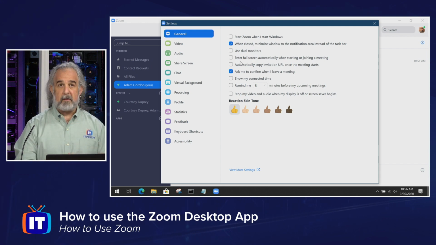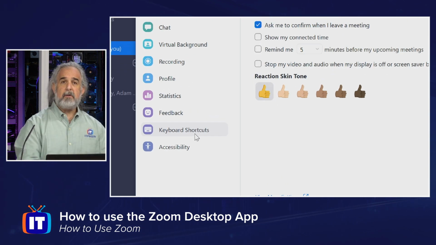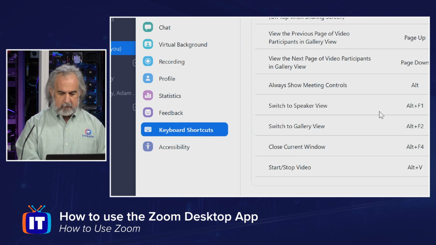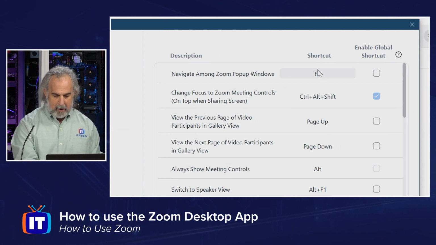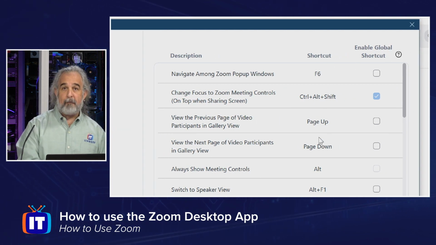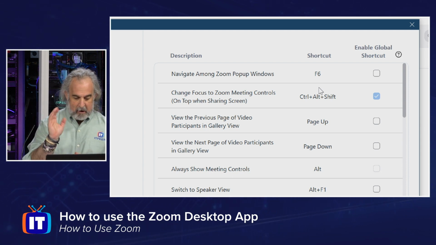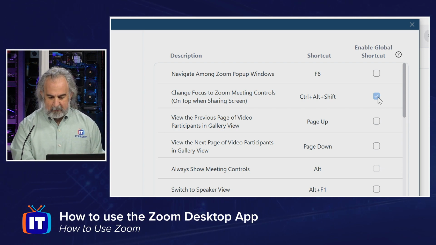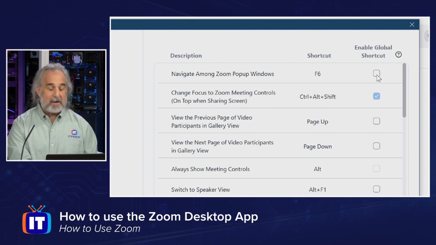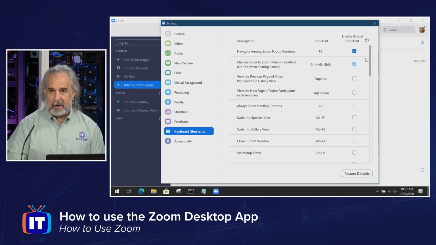This brings up all the settings for the app. And as I scroll down my list of settings here, right towards the bottom, I'll just come down here and zoom in so you could see it. You'll see keyboard shortcuts right there. And when I do that and I scroll over here, you'll see that I have a list of shortcuts that are published. In other words, Zoom has set these up for me. F6 lets me move between pop-up windows. Control-Alt-Shift lets me change focus to Zoom meeting controls, things like that. There's a whole bunch of them. And you'll see that some of them are checked off, others are not. And I can enable a global shortcut by checking it off and saying, yep, I'd like that to be available.